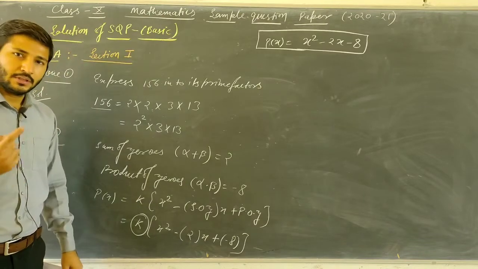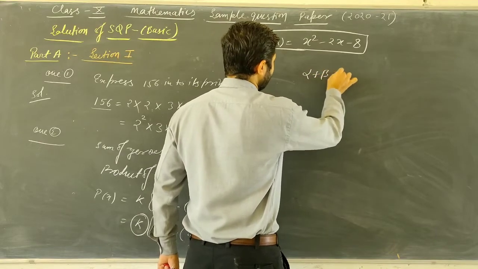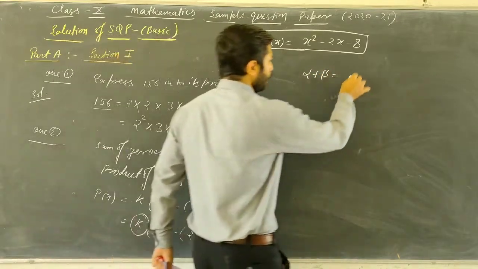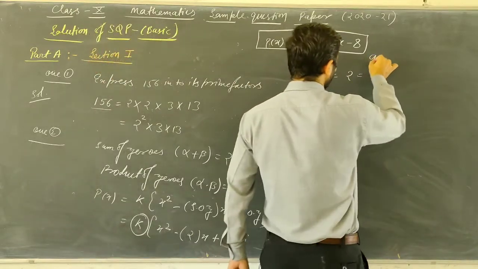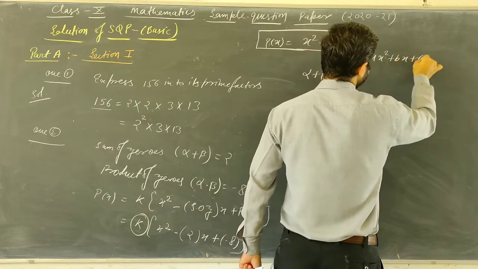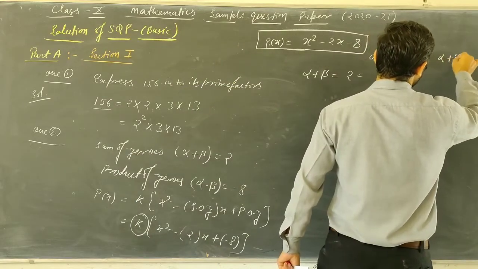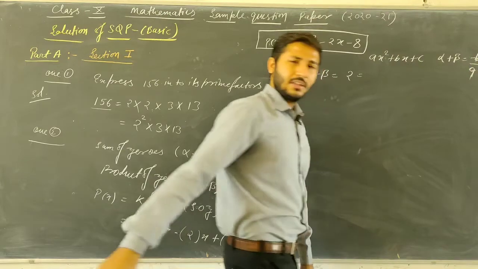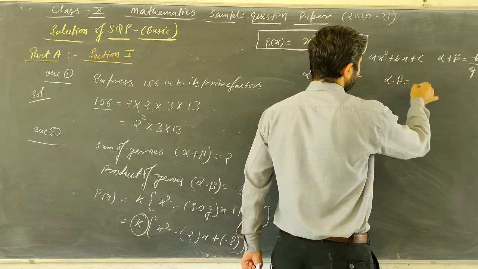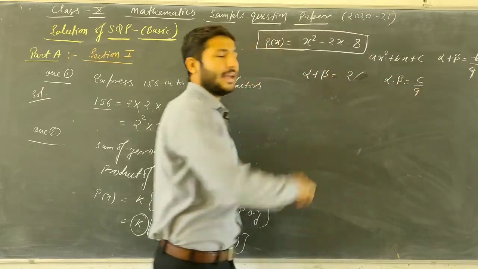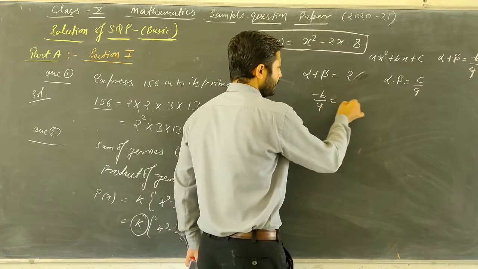Is it clear to you? Okay. There is another method here. Sum of zeros, alpha plus beta, is equal to 2. Do you know the value of alpha plus beta in a quadratic polynomial ax square plus bx plus c? In this quadratic polynomial, the sum of zeros, alpha plus beta, is equal to minus b upon a, and alpha into beta is equal to c upon a. Here alpha plus beta is equal to 2, so minus b upon a is equal to 2 upon 1.